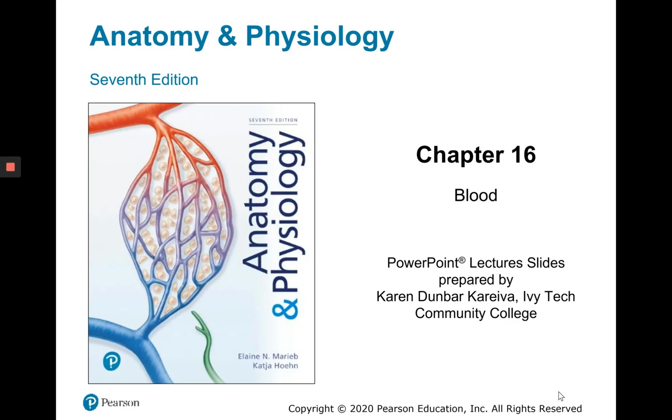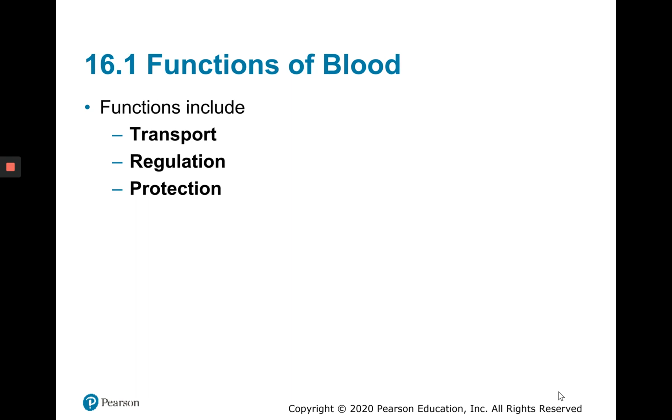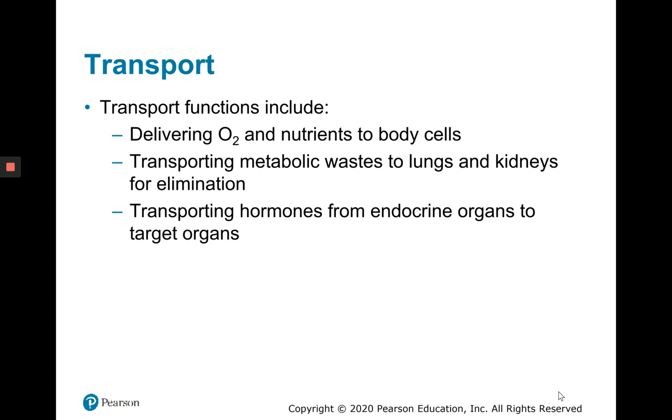All right, today we're going to be looking at chapter 16 over blood. Blood is the life-sustaining transport vehicle of the cardiovascular system. It's found within blood vessels, it flows through the heart, and we're going to see that it includes various functions. The functions are going to encompass transport, regulation, and protection. So let's look first at the transport functions.